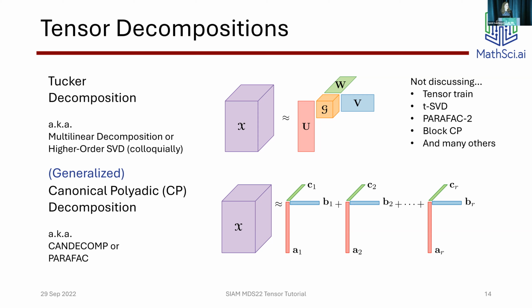There are many things that we are not discussing. Tensor train is one that's very popular, also tensor ring. There's t-SVD, there's PARAFAC2, there's block CP, and probably some other really important decompositions that I forgot to mention. We only have two hours, so hopefully this will give you a little taste of what is to come.